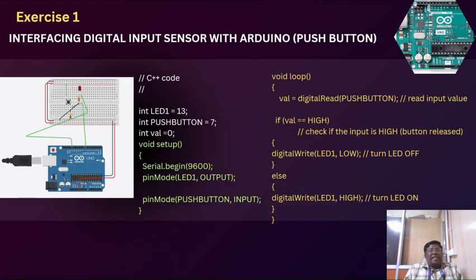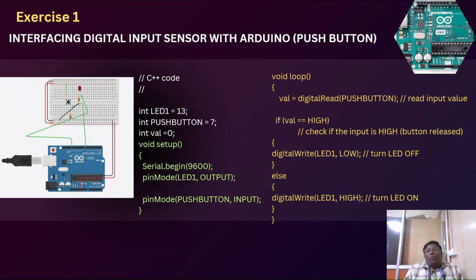Now we are going to see exercise number 1, a simple, fundamental exercise: LED on or off. If you look at the code, the LED is connected to the 13th pin and the push button is connected to the 7th pin, and we define a variable as 0, and Serial with the baud rate. pinMode: the LED is defined as output on the 13th pin, and the push button as input, which is connected to the 7th pin.